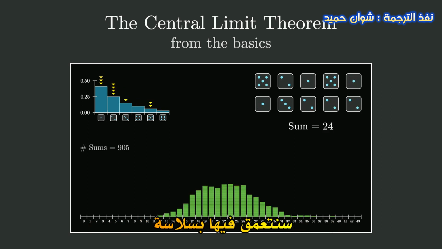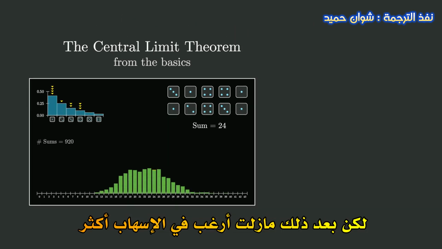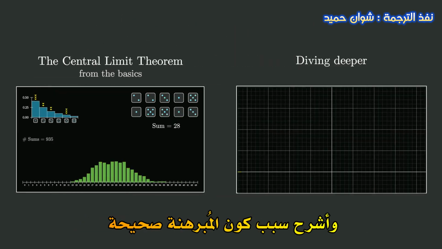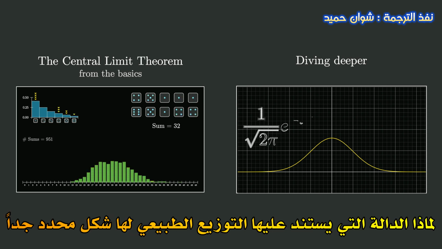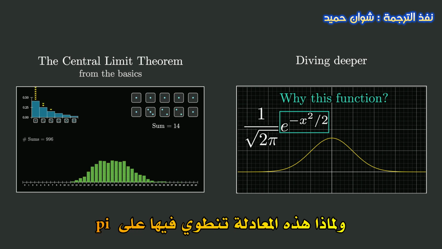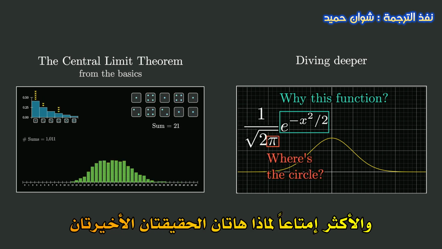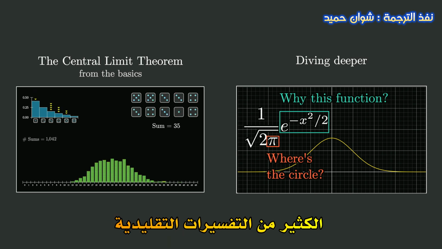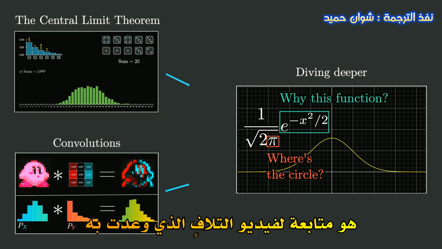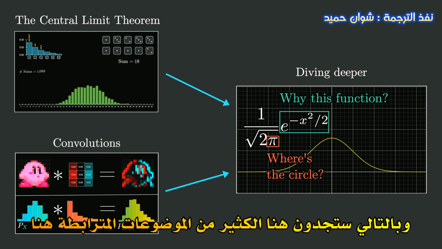We're going to go decently deep into it, but after this, I'd still like to go deeper and explain why the theorem is true, why the function underlying the normal distribution has the very specific form that it does, why that formula has a pi in it, and, most fun, why those last two facts are actually more related than a lot of traditional explanations would suggest. That second lesson is also meant to be the follow-on to the convolutions video that I promised, so there's a lot of interrelated topics here.